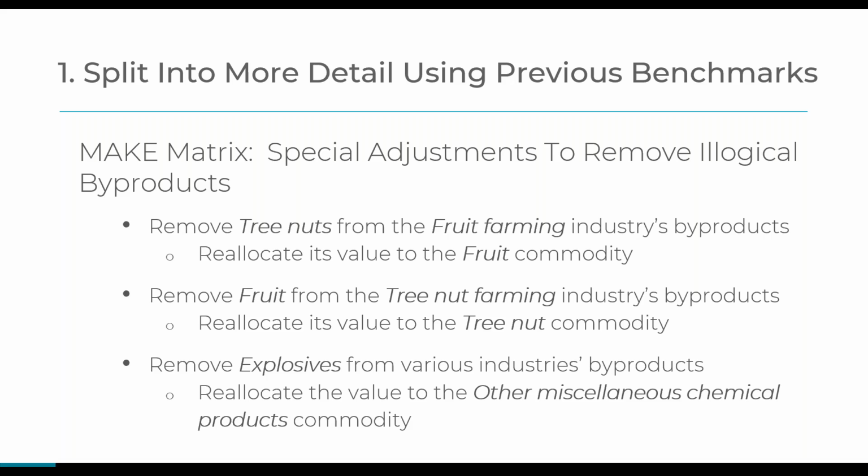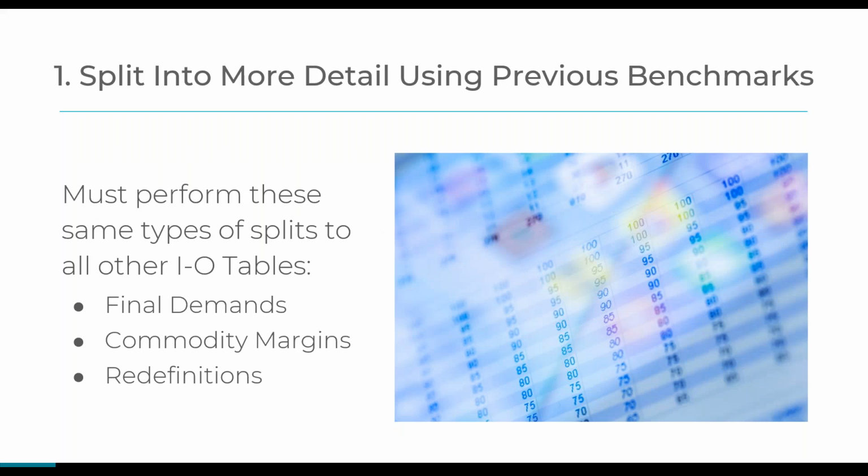One we just put in here for fun is that we noticed that a lot of industries were making explosives, and Wes and I were like, what is going on here? It's because in the latest benchmark, explosives is included in a more aggregate industry or commodity called other miscellaneous chemical products. And so we needed to make sure that no industry that should not be making explosives would be making them. And then finally, we have to perform these same types of splits to all the other IO tables I mentioned. So final demands and commodity margins and redefinitions, everything.